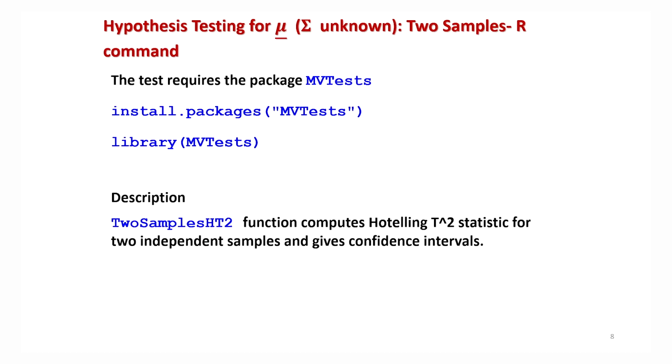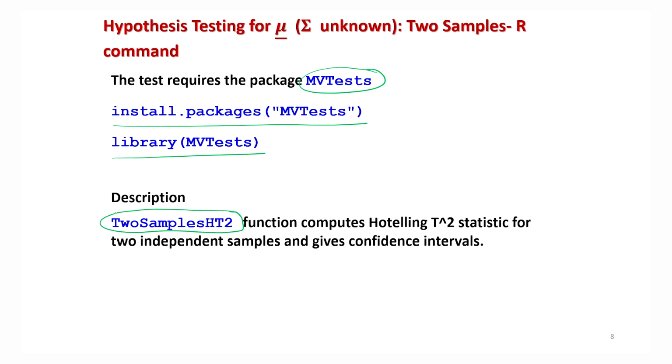So, now we come to the aspect of how to conduct the two sample test H naught: mu1 equal to mu2 in the R software. Right. So, this test requires the package MVTest, where capital M, V, T are uppercase alphabets and the others are lowercase. This is the same package which was used earlier in the one sample test based on the Hotelling T-square statistic. So first you need to install this package and then load it using the command library, and after that you have to use the command here, two sample HT2.